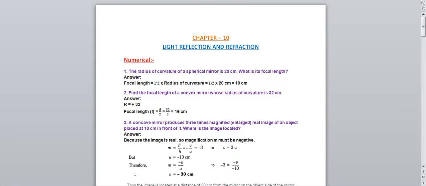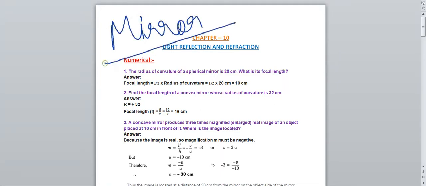So guys, first of all, I want to give you a brief explanation about the formulas which we will use in this chapter, Light Reflection and Refraction. So first of all, we have mirror and lens, right? For mirror, we use one of the formulas called the mirror formula.